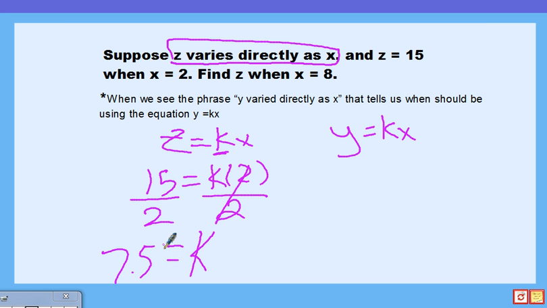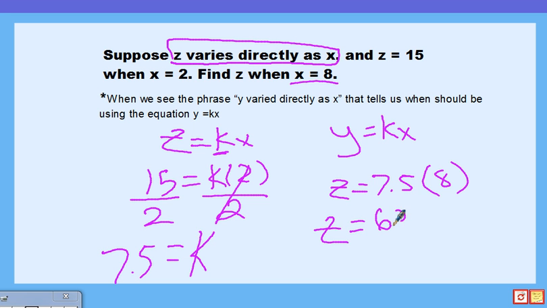Now that I know that k is equal to 7.5, I substitute it in for the new value over here. So again, I'm looking for z is equal to 7.5 times my new x value they want me to substitute in, which is 8. Multiply that by 8. You can use a calculator or do some quick mental math, and you know z is equal to 60.